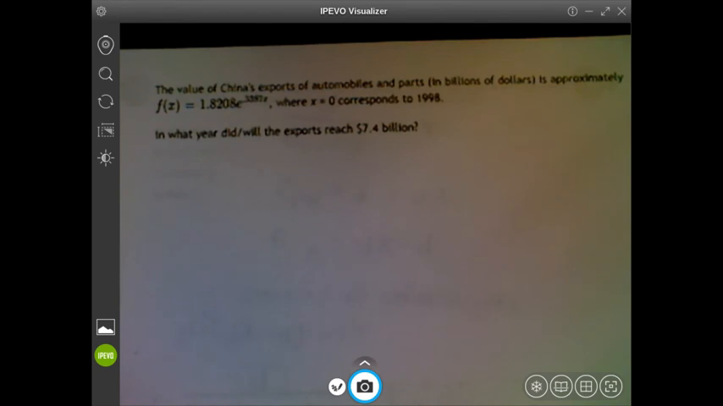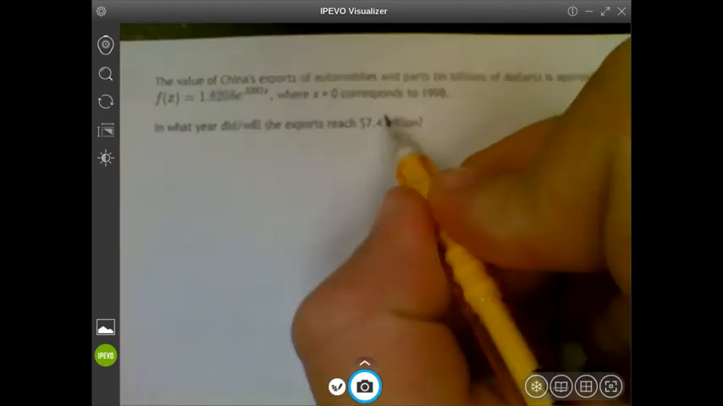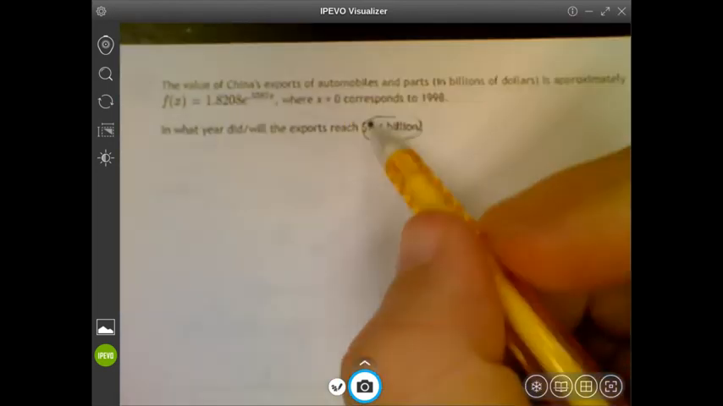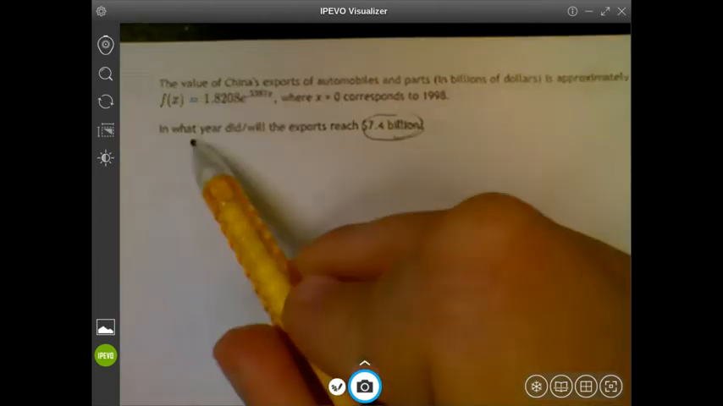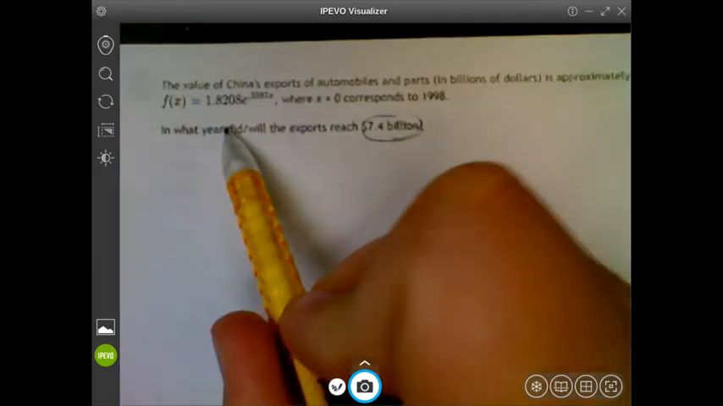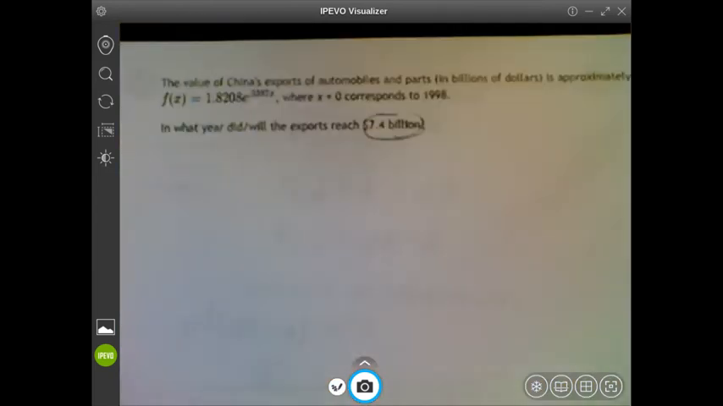It says the value of China's exports of automobiles and parts, in billions of dollars, is approximately, and they give an equation where x equals 0 corresponds to the year 1998. In what year did/will the exports reach 7.4 billion? And so this 7.4 billion is not the X value, it is the Y value, and it's in billions of dollars. And the question is in what year did it get there? Where X is talking about the year. And so what we're going to do is set this equation up and solve for X.